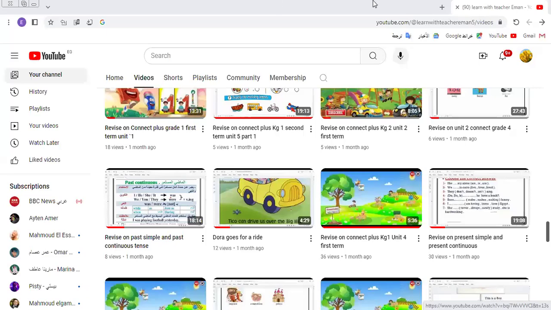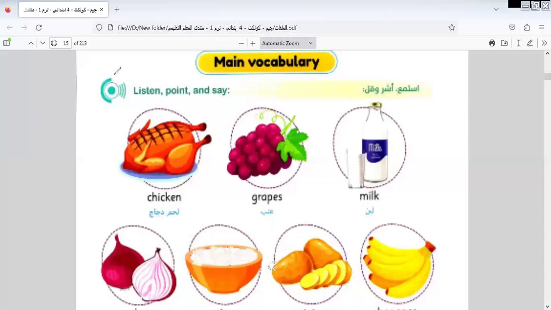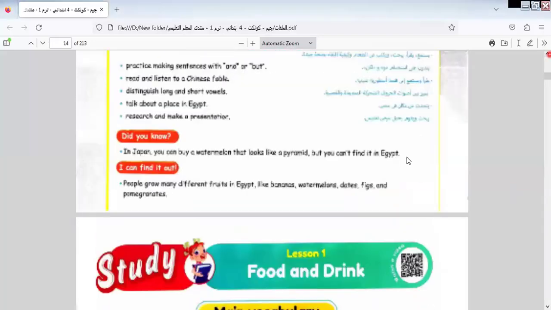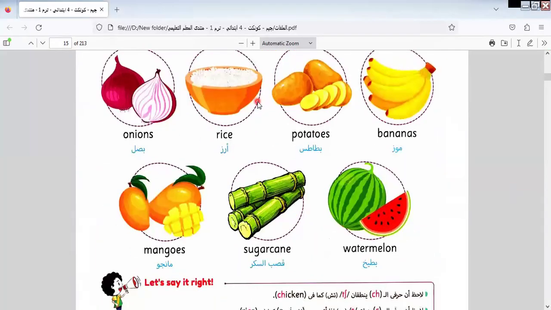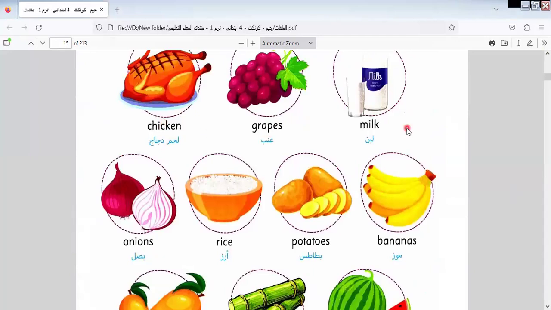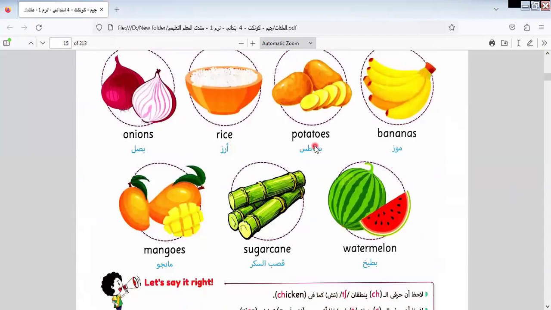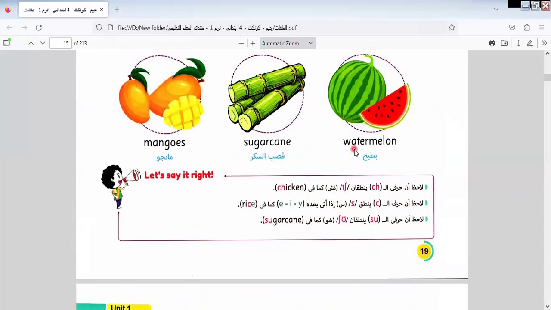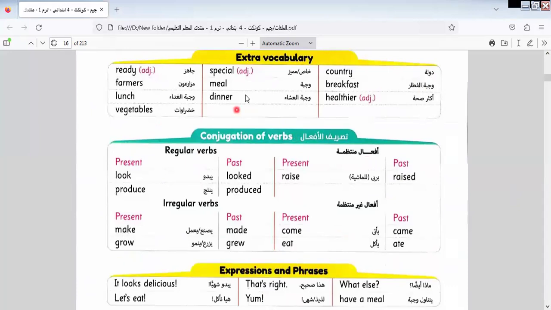Today we are going to make a quick revise on what we took before we start lesson 3. Here we have lesson 1. In last class we took chicken, grapes, milk, onions, rice, potatoes, bananas, mangoes, sugar cane, and here we have the pronunciation of these words. We have extra vocab. We took: ready, farmers, lunch, vegetables, special, meal, dinner, country, breakfast, healthier.